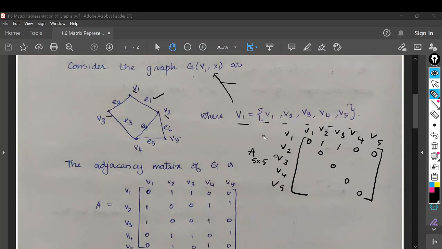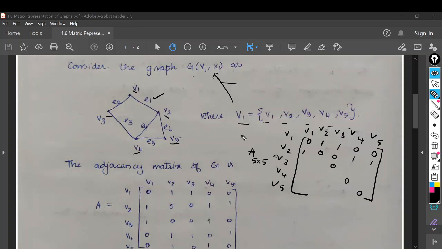Now, coming to V2. Is V2 adjacent to V1? Yes, V2 is adjacent to V1, so I'll mark 1 here. Then what about V2 with V5 and V4? V2 is adjacent with V5 and V4, so I'll put 1 here and 1 here, but not with V3.